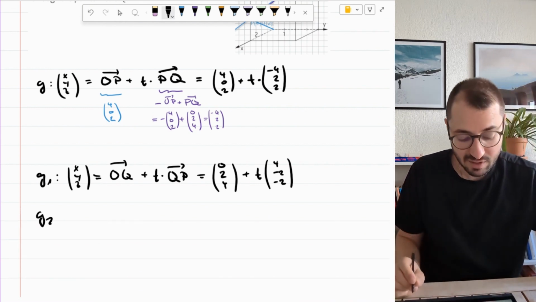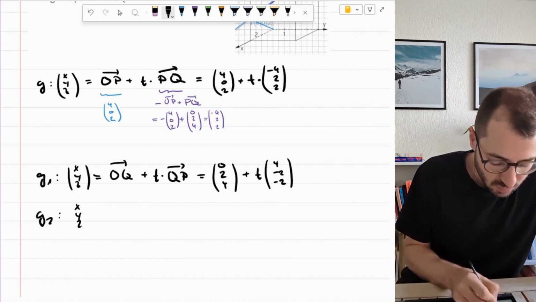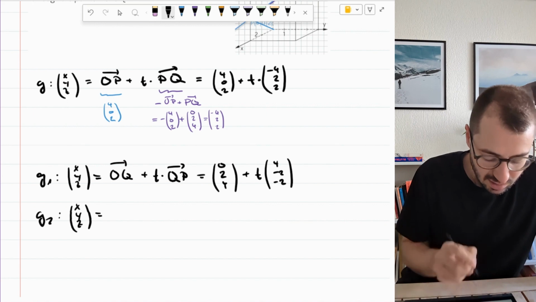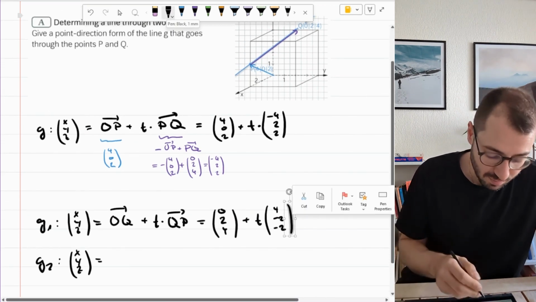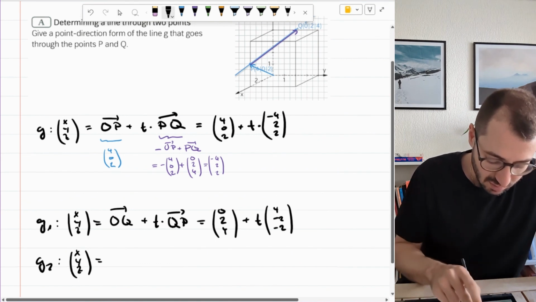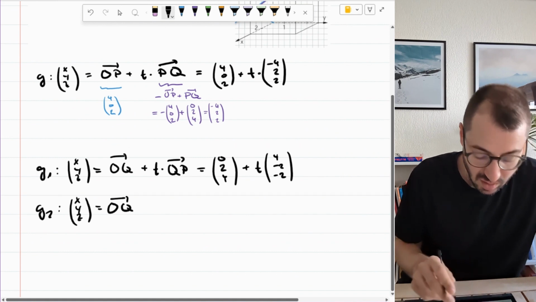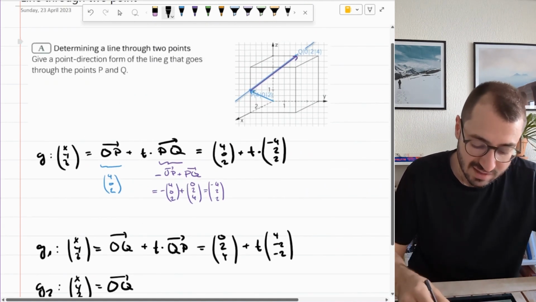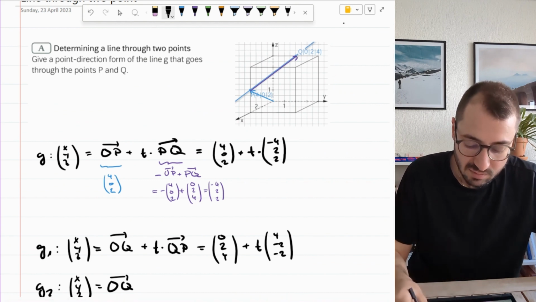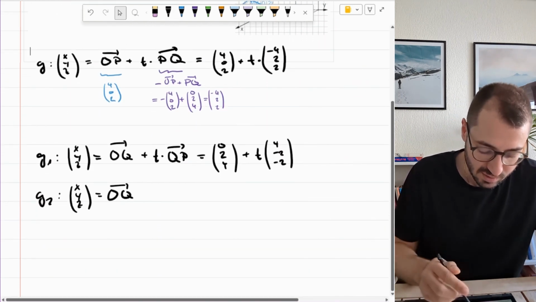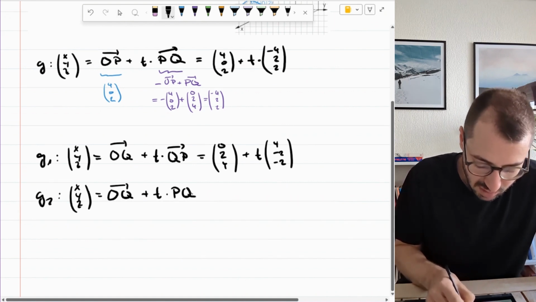Let's have even a third one. We denote it by G2. G2 is X, Y, Z equal to. Now, let's start with the same position vector again. We go to point Q. But now, instead of going in this direction, we just use the vector PQ. So it's okay if we go up here. So it's plus T times PQ.